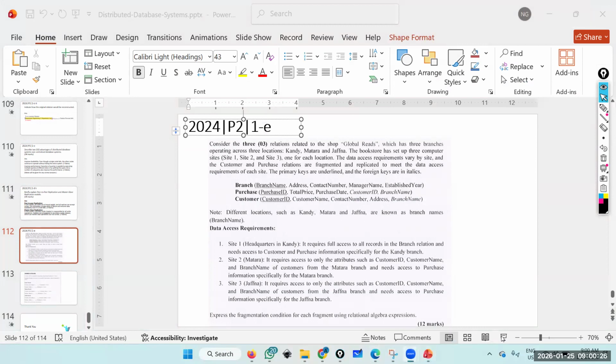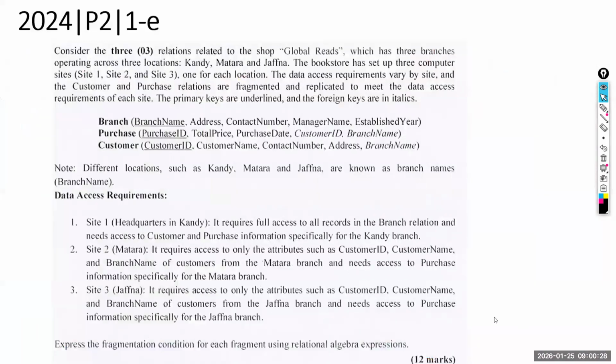Right, so let's read the question. We have already discussed this question anyway, but let's do it again. Consider three. The question is: express the fragmentation condition for each fragment using relational algebraic expression. Okay, right. So you need to take this question to your world.